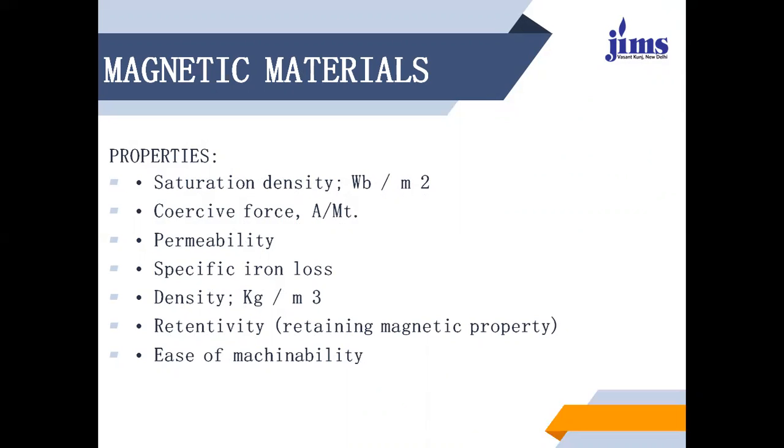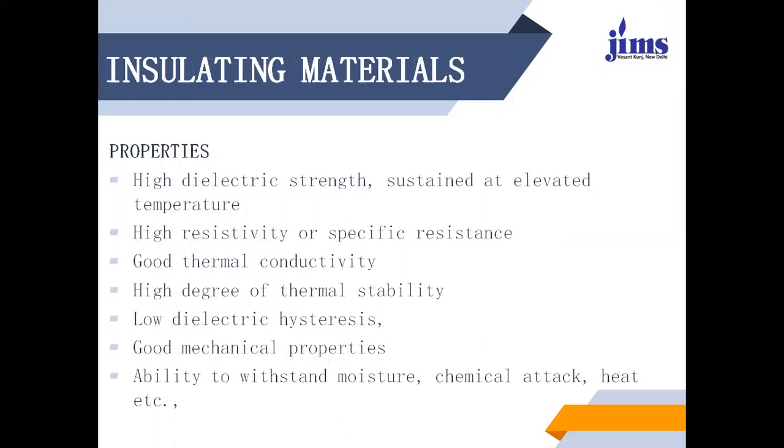Under this, the properties are the saturation density of the material, coercive force, permeability, specific iron loss, density, retentivity, retaining magnetic property, and ease of machinability, meaning how easily it can be machined. So these are the properties associated with magnetic materials.